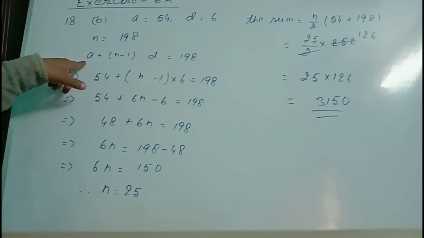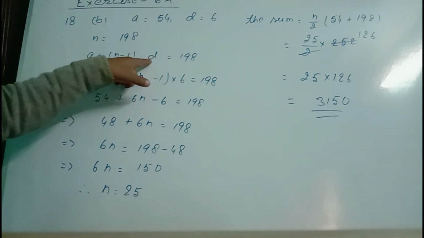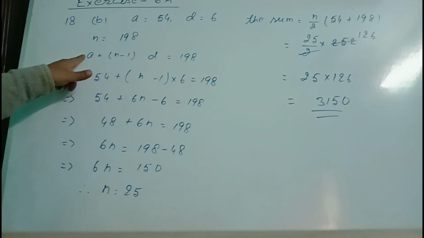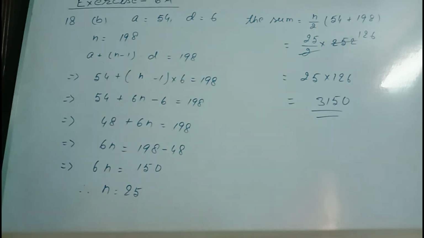So I have used the general equation to get the value of n. a plus n minus 1 into d equal to 198, that is the last term. So the value of a is 54, plus n minus 1, d is 6, equal to 198. I have calculated it and I got the value of n equal to 25.